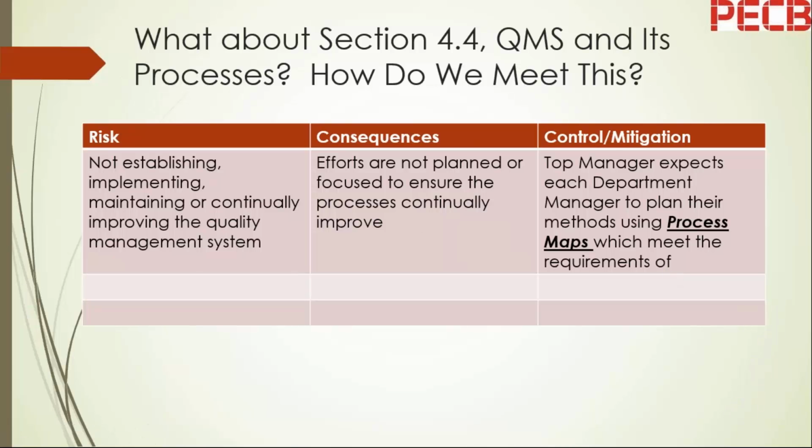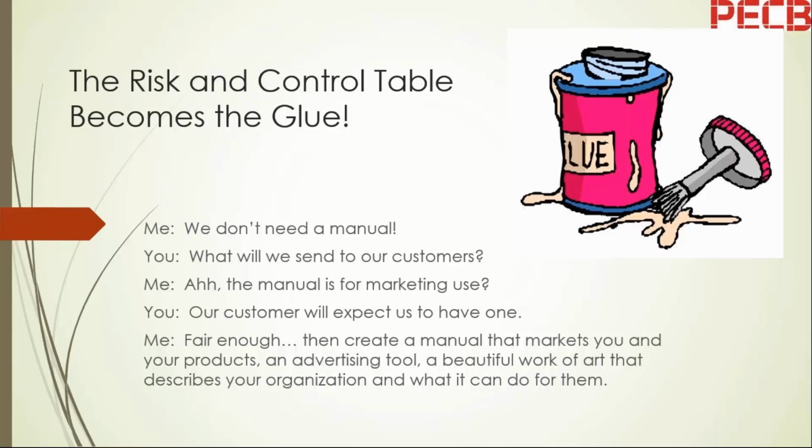We even address section 4.4, which requires us in this particular quality management system to have process maps. If you don't know what a process map is, PECB has several webinars that I have done for them that goes into detail on how to do process maps. I hope you're beginning to get the picture that this risk and control table becomes the glue that we need to hold our system together.